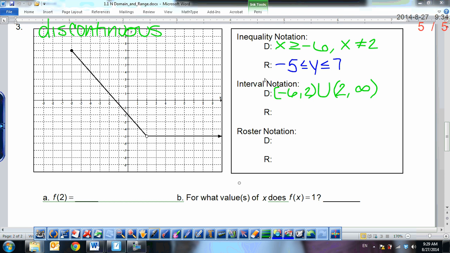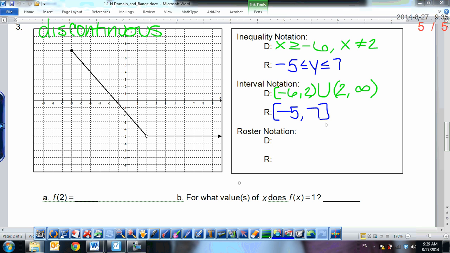So range goes from bottom to top. So what's the bottommost number? -5. Is my graph ever equal to -5? Yes. So what goes around -5? Bracket. Okay, then I put a comma. And my graph goes up to what value? 7. Is my graph ever equal to 7? Yes. So I put a bracket.